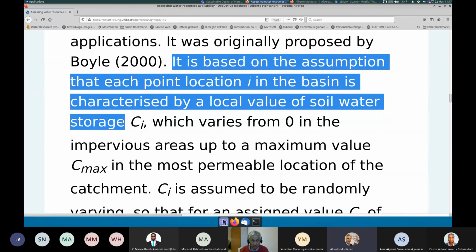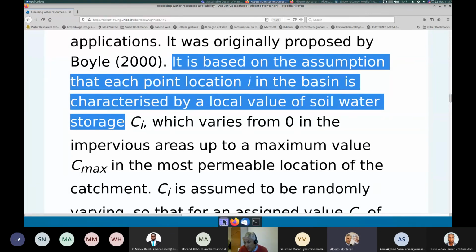And what is the range of variability of this storage? The minimum is 0, because if you have an impervious location, the storage is 0. Okay. If you have a location that can absorb some water, then you have a storage that is different from 0. And in the catchment, you can identify a max.